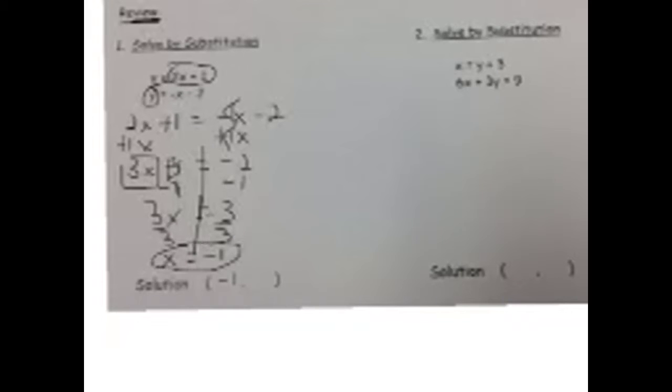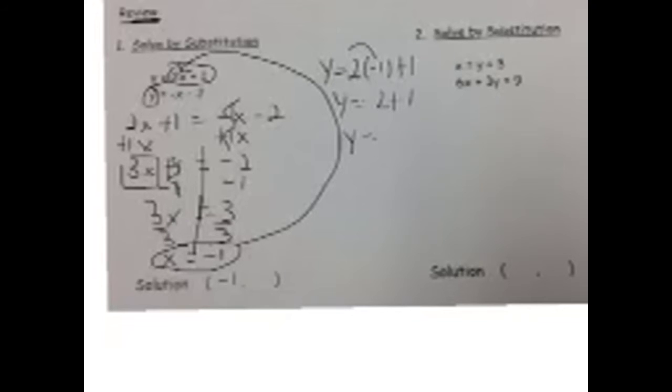And remember, that was half our answer. Then we took that back and plugged it in anywhere we wanted up in those top two equations. Y equals, instead of 2x, it's 2 times negative 1 plus 1. Then we do this. 2 times negative 1 is negative 2 plus 1. And negative 2 plus 1 is negative 1. And so this is our answer. And so that was the work required for doing substitution.